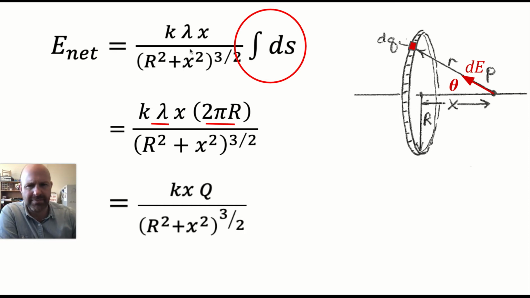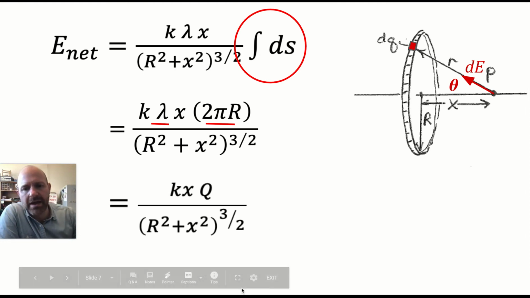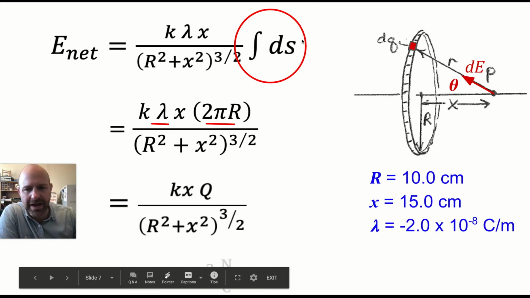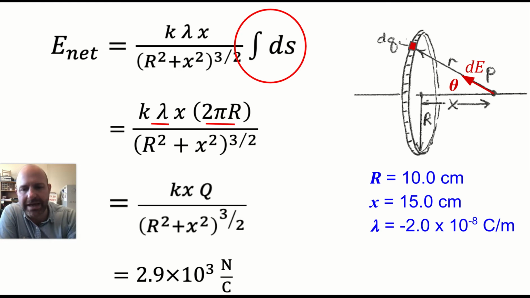Lambda times 2 pi r is just the total charge, right? That's the charge density times the circumference, or the total distance. And we now have something where we can plug in all of our values and get a numerical answer. Unfortunately, my slide controls are hiding it. And that is the amount of electric field at that point.